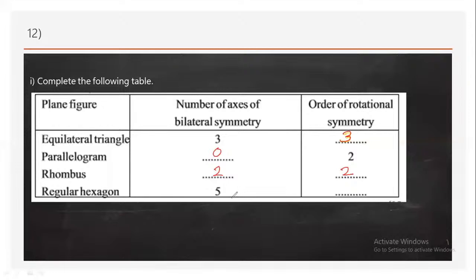Regular hexagon. Problem is here, a mistake. This is 6 and this is also 6. Regular hexagon. Number of axes of bilateral symmetry 6. Order of rotational also 6.